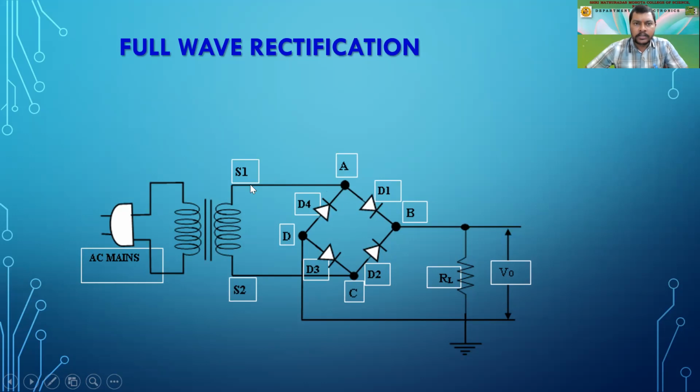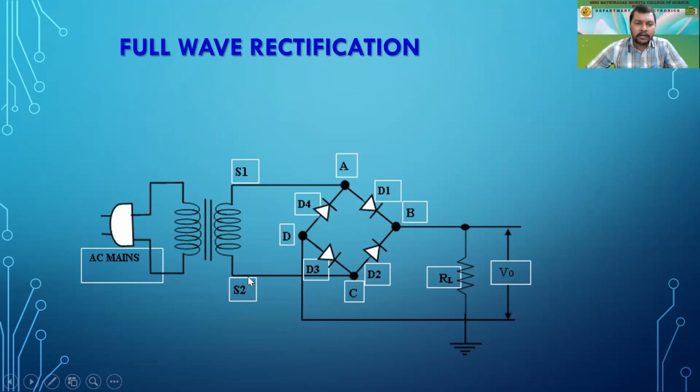Now during the first positive half cycle, S1 is positive and S2 is negative. So D1 and D3 will be forward biased, D2 and D4 will be reverse biased. So S1 will be positive, so the A terminal is positive. Then current will flow from S1 to A, D1, B, and through the load resistance. Then it will go to node D, then D3 and back to S2, then S1. So this is how the circuit gets completed, and half of the wave appears across this.